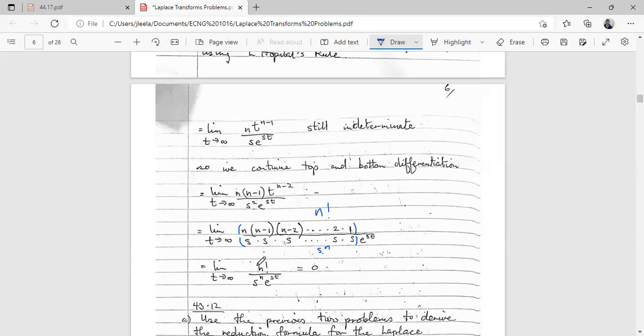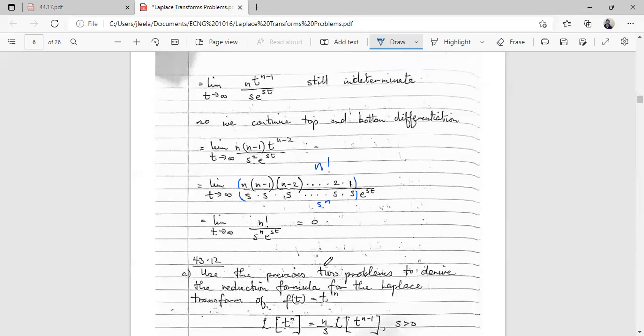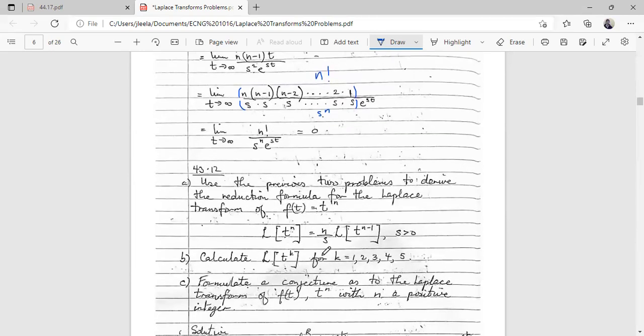Now this n factorial here, right, has nothing to do with your t. This doesn't have t in it at all, right? So the only part that you're dealing with here is the denominator. You have t here, e to the st. So what will happen here? Your denominator will approach infinity, right? So once your denominator approaches infinity, it gets larger and larger. The fraction will get smaller and smaller. So this limit here will be 0, right? So that is how you evaluate that limit.